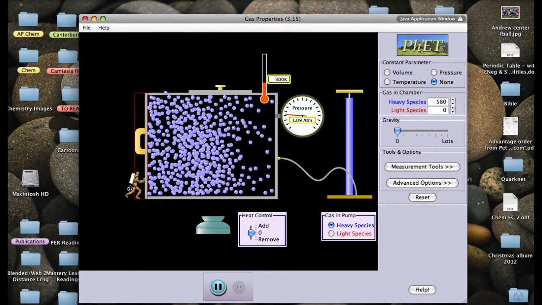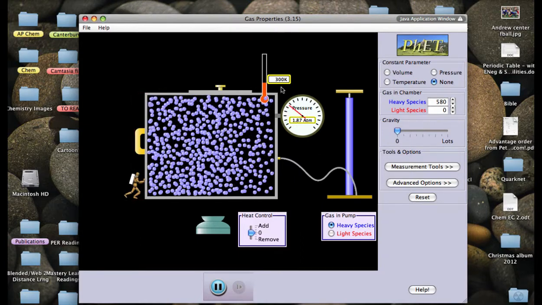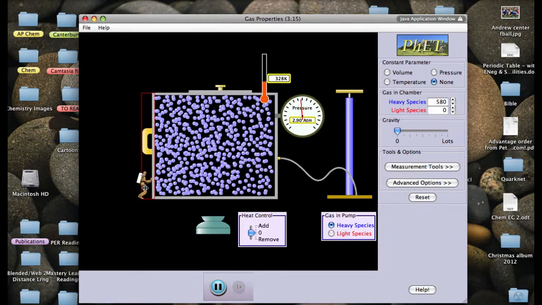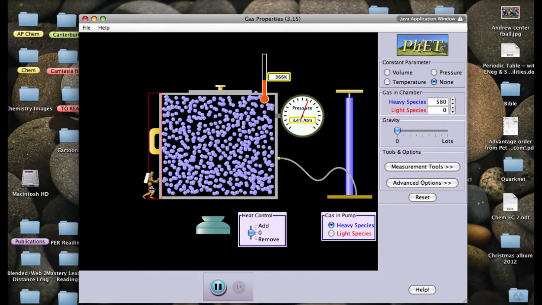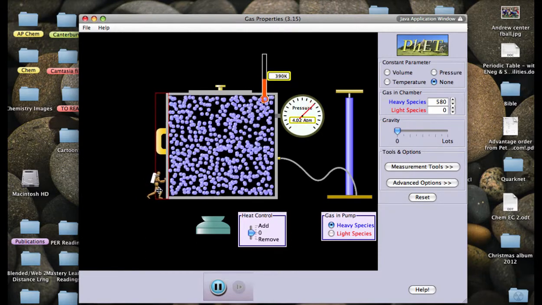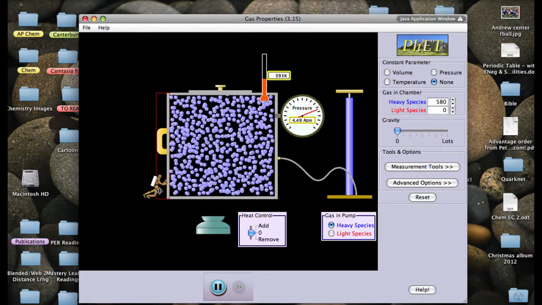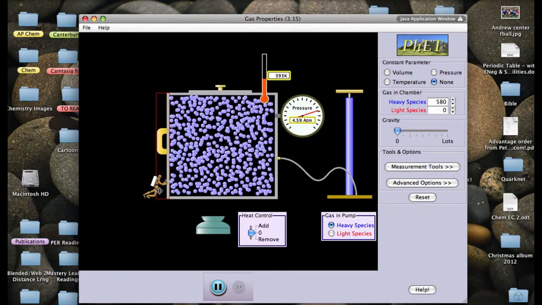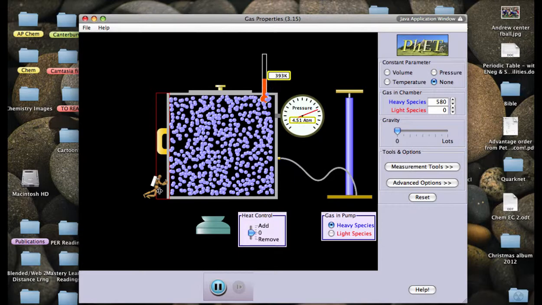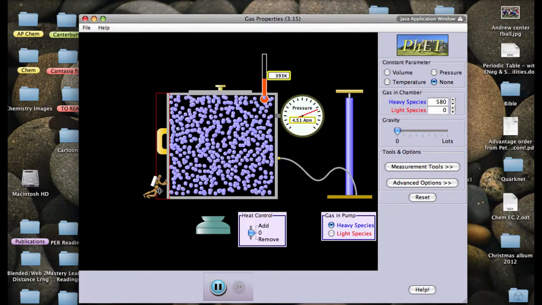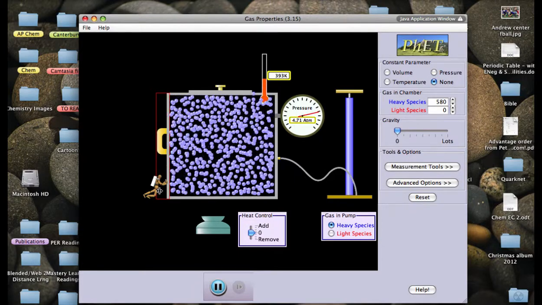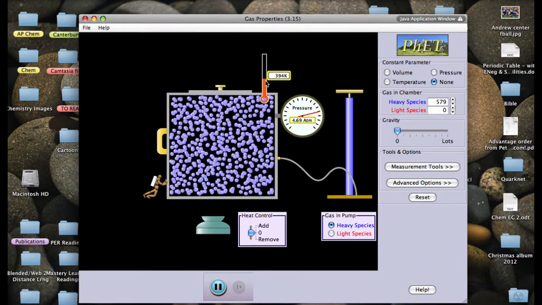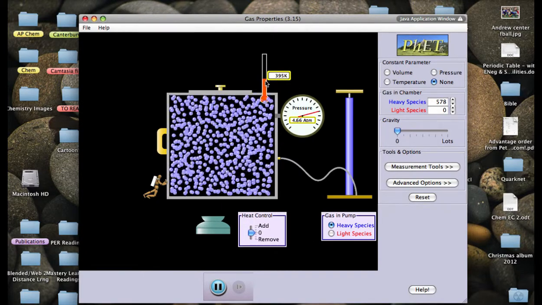And now I'm going to increase the pressure and watch the temperature on the top right. So when I push in the piston, the gas molecules are forced to exist in a smaller space, and they will have more energy inside the smaller space, and it's going to be seen as a rise in temperature. So pressure and temperature are directly related.